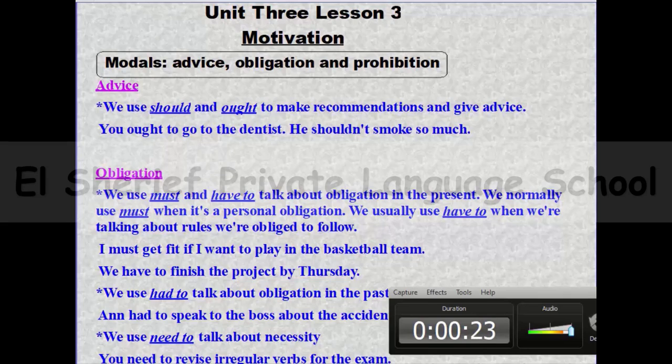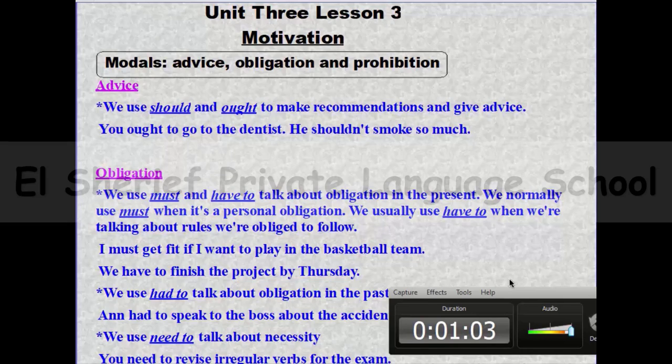If you want to give advice to someone, we can use should or ought to. The words should or ought to make recommendations and give advice. Like, you ought to go to the dentist. Or, he shouldn't smoke so much. This is for the advice.